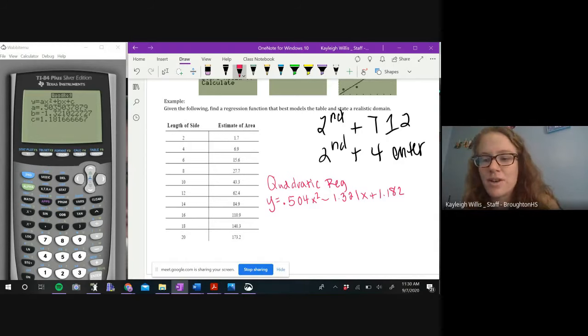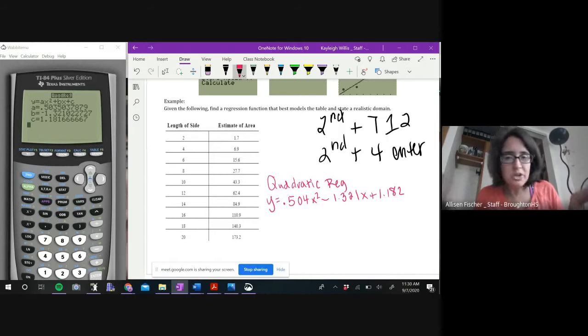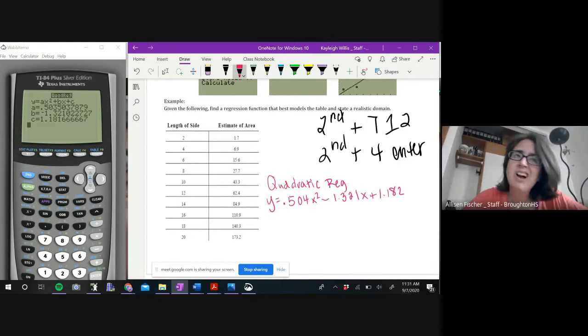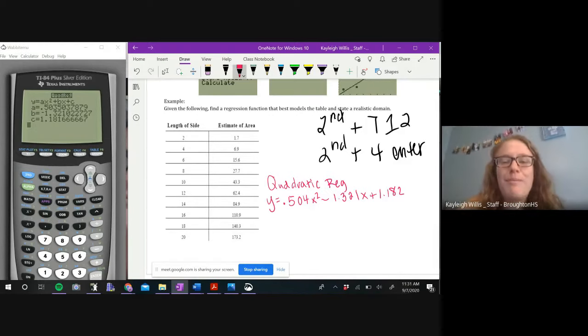Now it also says, though, state a realistic domain. So we don't really have a backstory for this table. All real numbers. It's a quadratic. Oh, yes, but look at the title of the table. It says length of the side and estimate of an area. So I feel like they're talking about a shape. And I don't feel like all real numbers would be appropriate for a shape, right? Like, could you have a negative side? No. So what's a better realistic domain?